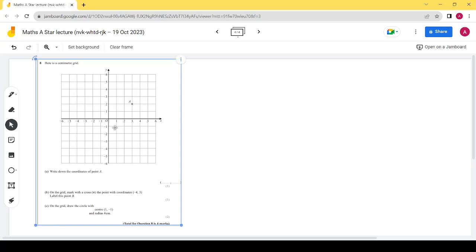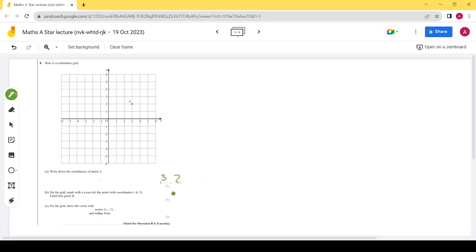But here we've got: write down the coordinates of point A for our first part. And again, very straightforward. We can see what A is. Remember, we write coordinates in alphabetical order, so it goes x first, y second. So it's just going to be (3, 2). And then we're told: on the grid, mark with a cross the point with coordinates (-4, 3) and label it B. Well, again, if we follow x first to -4, then we go up to 3, we can put our cross here, and we need to call that B.